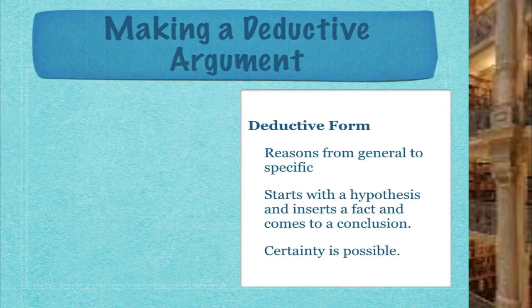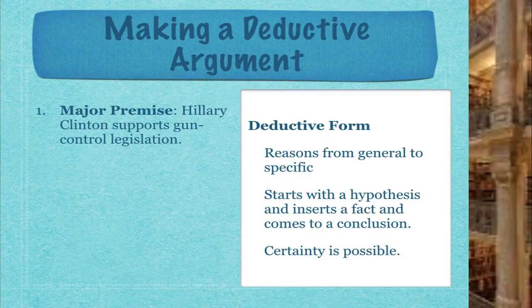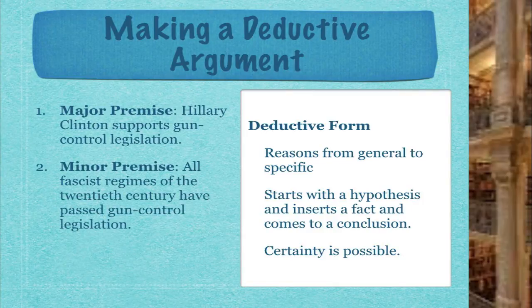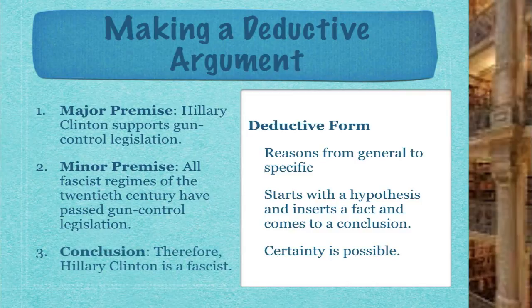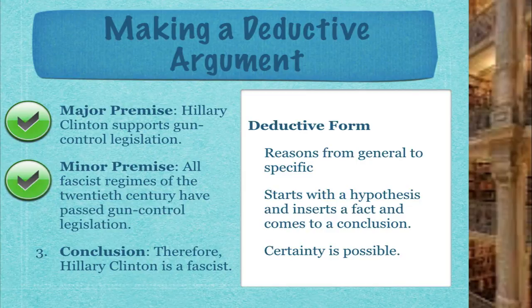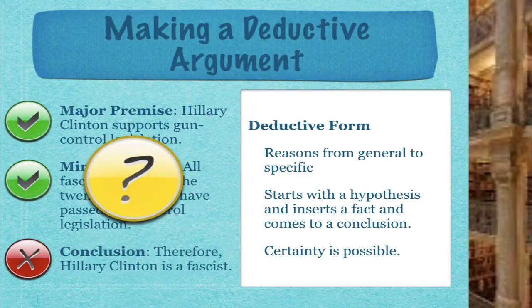Here's a major premise: Hillary Clinton supports gun control legislation. Minor premise: all fascist regimes of the 20th century have passed gun control legislation. Conclusion: therefore, Hillary Clinton is a fascist. What we have here is a major and minor premise that are true. The form and the structure of this argument are certainly valid, but the conclusion is undoubtedly false. And even if it was a true conclusion, it would be doubtful that that form of argument would get you to that conclusion verifiably. In other words, you'd have to have a better argument to come to that conclusion. So that would not be a very persuasive or accurate argument.